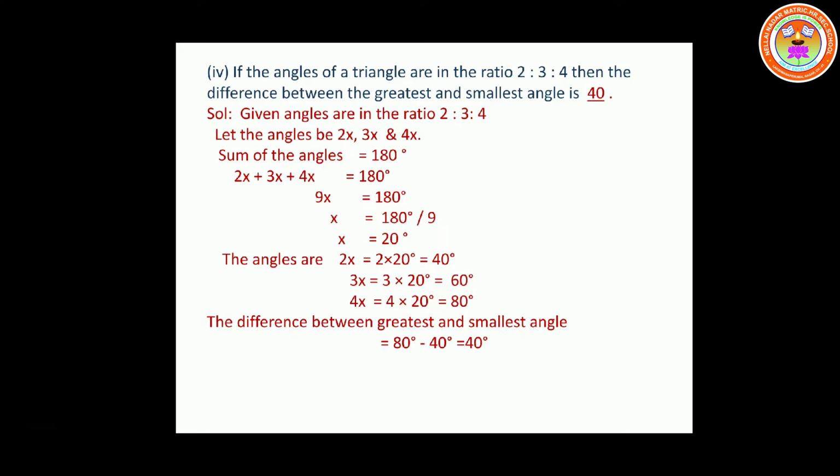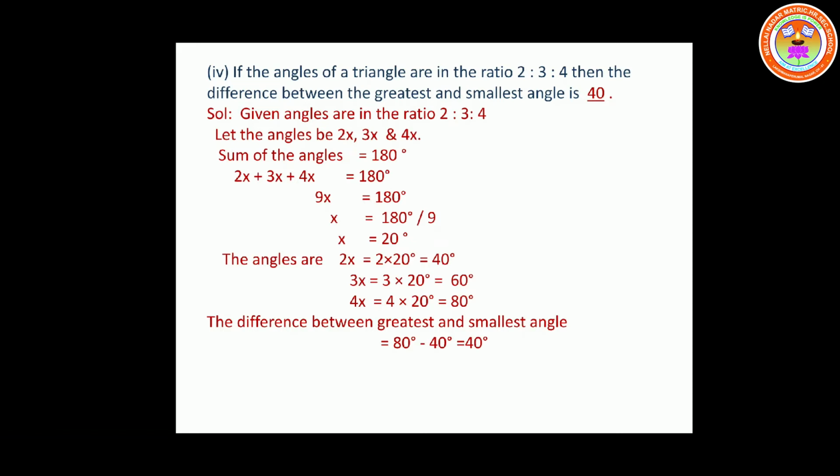If the angles of a triangle are in the ratio 2:3:4, then the difference between the greatest and the smallest angle is... So the clue is the angles of the triangle are given in a ratio. We know that a triangle has 3 angles, and we also know that when I add all the 3 angles, the sum should be equal to 180 degrees. So we are going to use that clue to find the answer. First, given is that the ratio of the angles is 2:3:4. So I'm going to remove the ratio and keep that as angles.